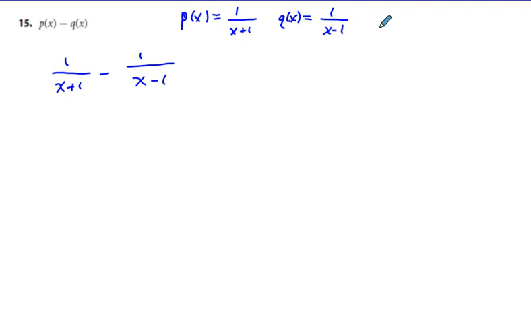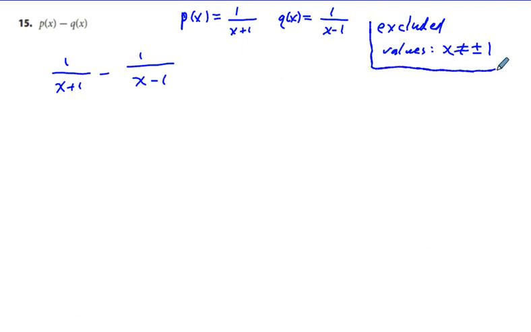Well, our excluded values, since we cannot divide by 0, are going to be x cannot equal plus or minus 1. And so that's going to be our excluded values here. Pretty straightforward. Okay, now what do we do to get a common denominator? Well, our common denominator is going to be the product of x plus 1 and x minus 1. So let's go work that out.